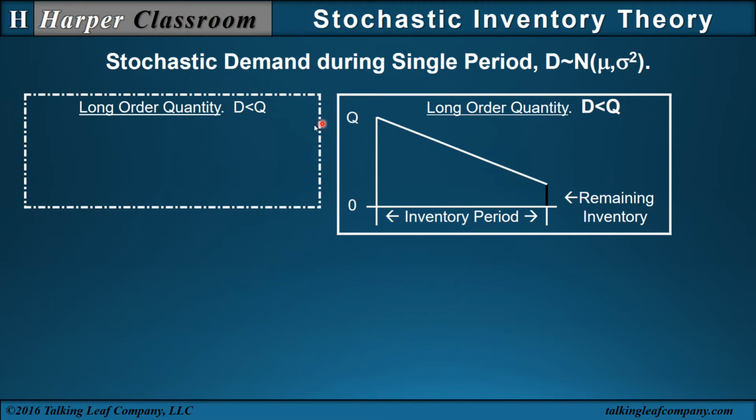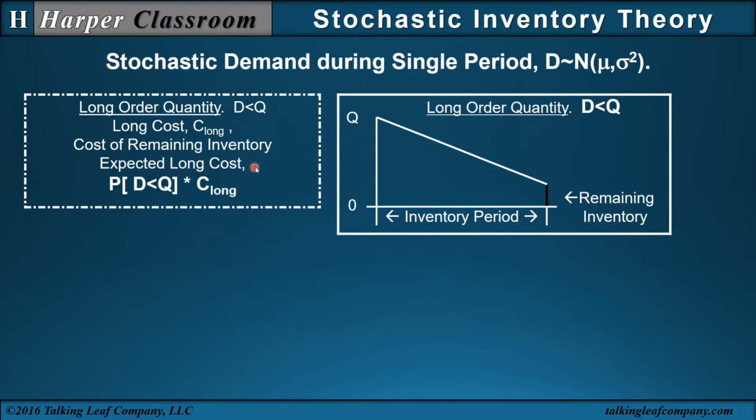For the long order quantity, let's define long cost, C sub long, and that's the cost of remaining inventory. There's a lot of different costs that go into the cost of remaining inventory, such as salvage cost and disposal costs or recycling cost. Let's define the expected long cost, which will be the probability that we will have remaining inventory times the cost of that remaining inventory being long.